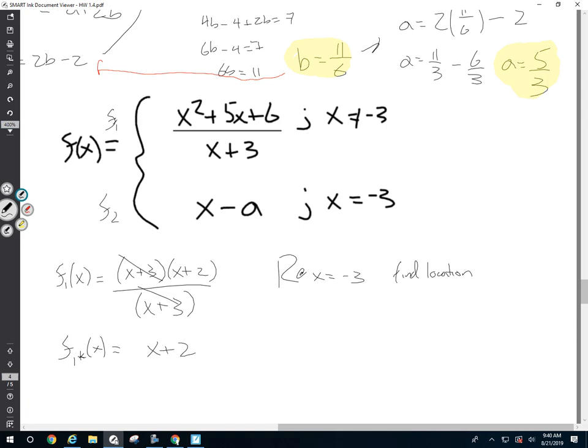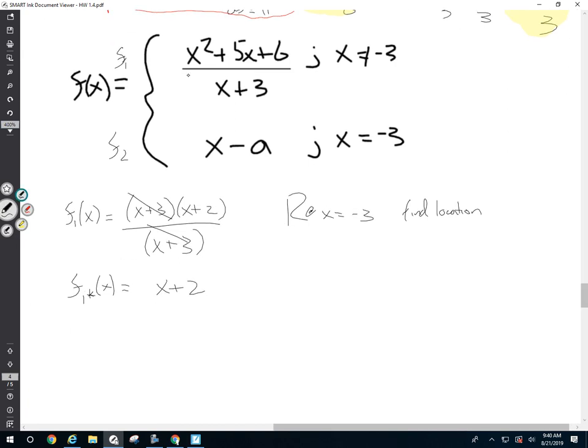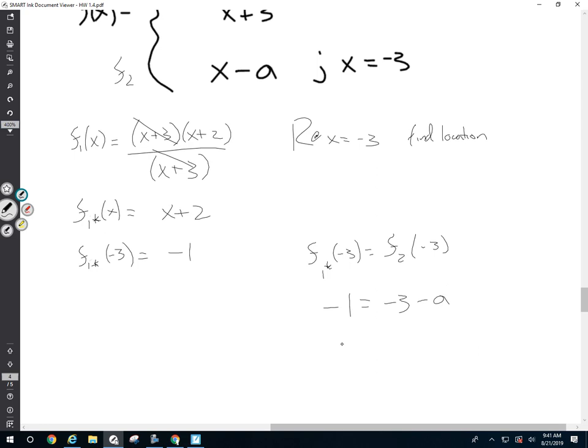Well, the first piece has a hole at negative 3, I got to fill that hole with this point. So f1 star at negative 3 equals negative 1. f1 star, the hole's location, must equal my second piece's location at negative 3. So the hole's located at negative 1. We have an x equals negative 3. We can solve for a. I'll add 3. I get 2 is equal to negative a. Divide by negative 1. A is equal to negative 2. Okay?